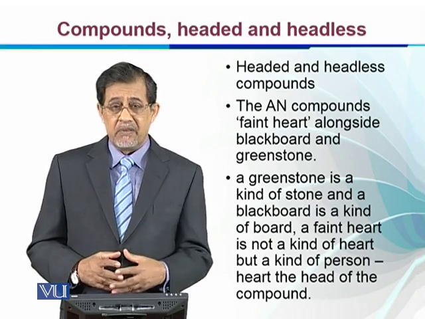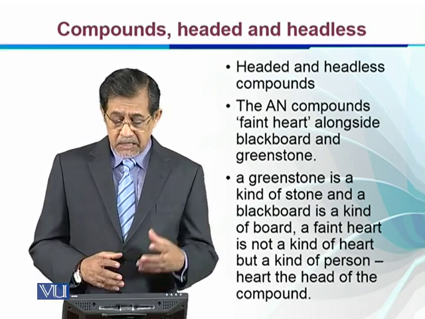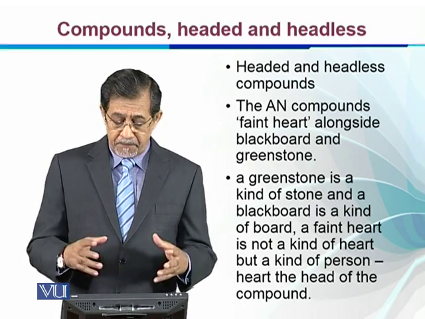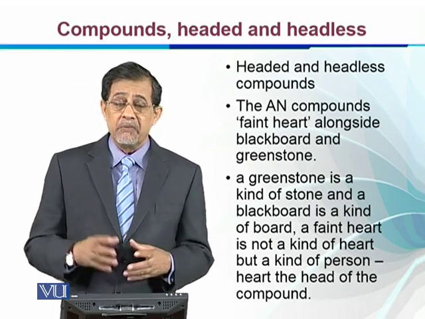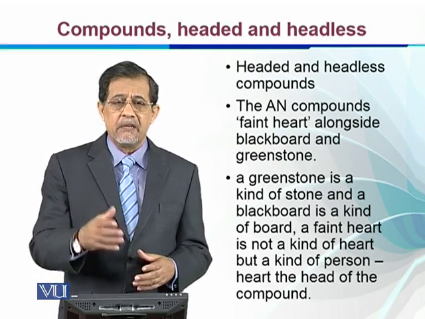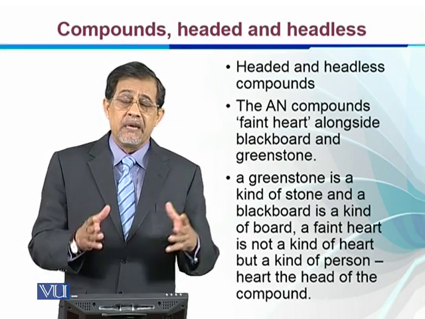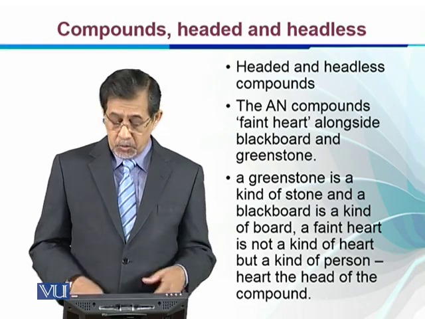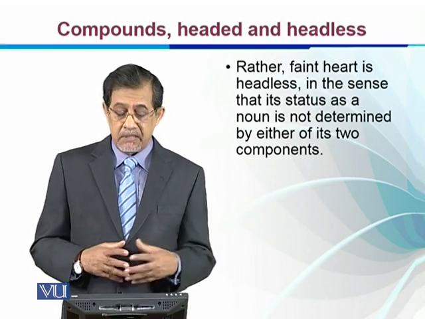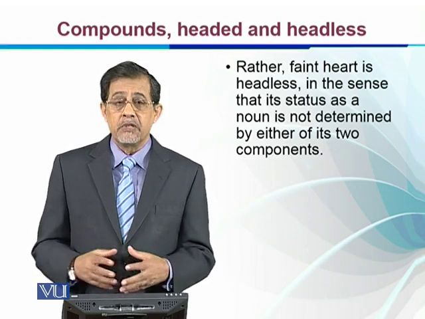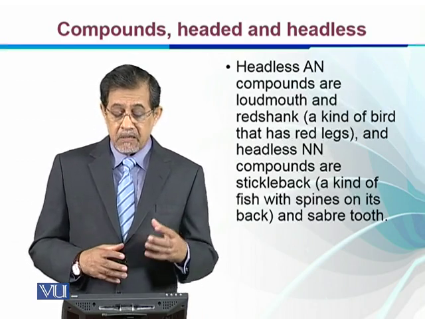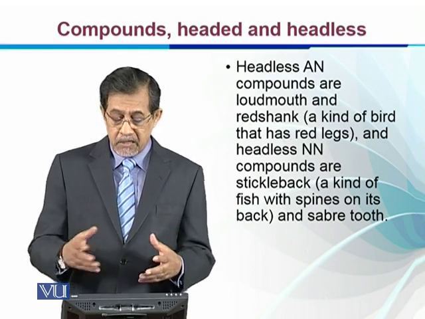Faint heart, a heart, obviously we cannot say it is a kind of heart, but it's a kind of person, right? So, heart is not the head of the compound. We cannot understand the meaning of a certain compound with the help of its right hand word; we have to rely on the world in which sense it is used. Rather, faint heart is headless in the sense that its status as a noun is not determined by either of its two components. Headless adjective plus noun compounds are loudmouth and redshank and others, right?